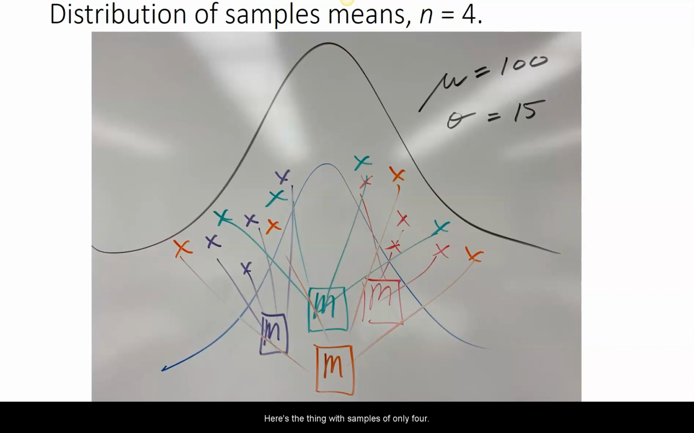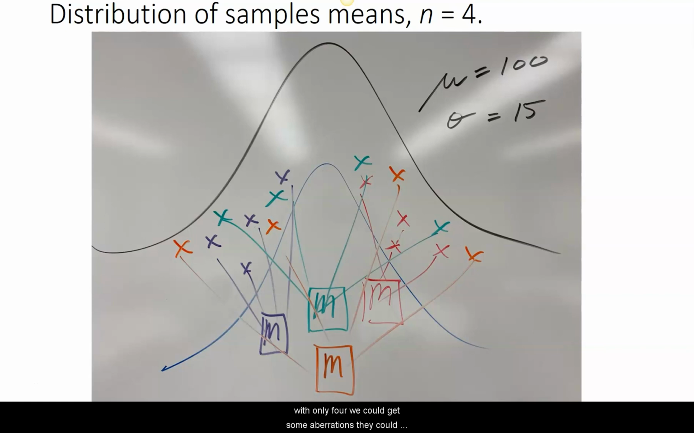Here's the thing with samples of only 4, is that I could get aberrant samples. What do we mean by aberrant? A-B-E-R-R-A-N-T. Means unusual. Someone that's 7'6" is an aberration. Someone that's 2'6" is an aberration. Something unusual, away from the mainstream. When I'm drawing samples of only 4, could they all wind up below average or all wind up above? Of course they could. With only 4, we could get some aberrations.